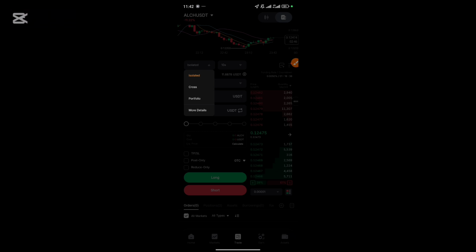If it's on cross, it means that if the $20 you are using to trade is exhausted, they can collect other funds from your wallet to keep filling up the trade. So that is why you always put it on what? Isolated. So if my $20 is exhausted, don't touch my funds in my wallet. That is what isolated means. Cross means if my $20 is finished, you can take more funds from my wallet.